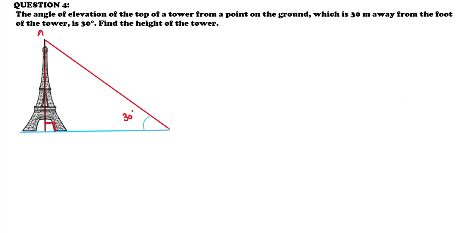Question 4. The angle of elevation of the top of a tower from a point on the ground which is 30 meters away from the foot of the tower is 30 degrees. Find the height of the tower. So let us assume AB is the height of the tower, that is H. The angle of elevation is 30 degrees, and the distance from the base of the tower to that point is 30 meters. So let the height of the tower be H meters.